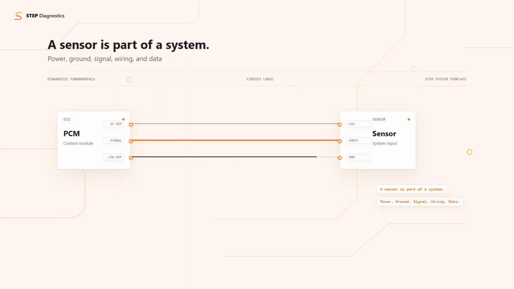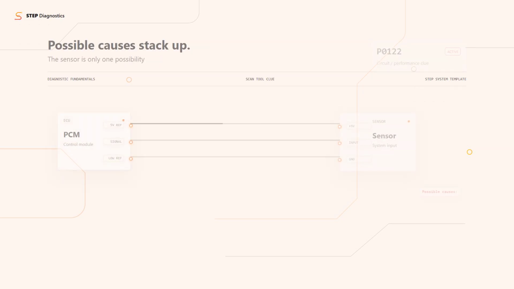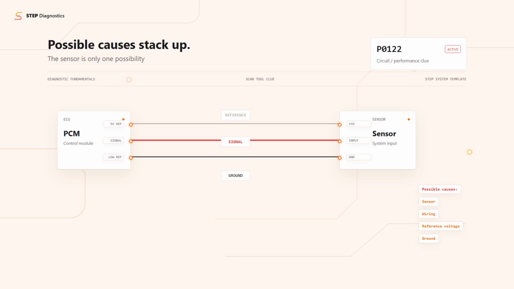Most sensors are part of a complete electrical circuit. The ECU may provide reference voltage and ground, then monitor a signal. A problem anywhere in that path can create the same code. The cause could be the sensor. It could also be an open wire, shorted signal, missing reference voltage, weak ground, connector problem, or a mechanical condition that makes the data unbelievable.